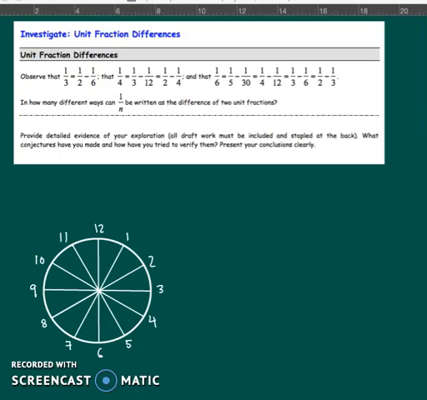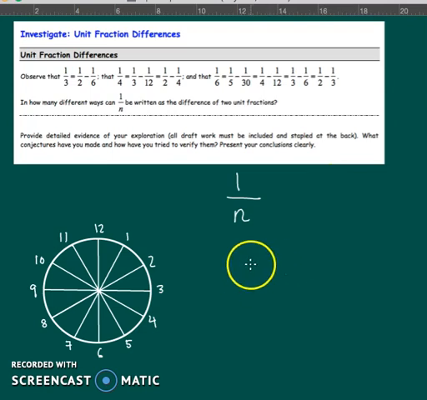Okay, so we've got a challenging question here. First of all, let's make sure we know what unit fractions are. A unit fraction is just any fraction where the numerator is 1 and the denominator is any integer. So it can be 1/2 or 1/4 or 1/17. Generally speaking, we're going to say 1 over n.